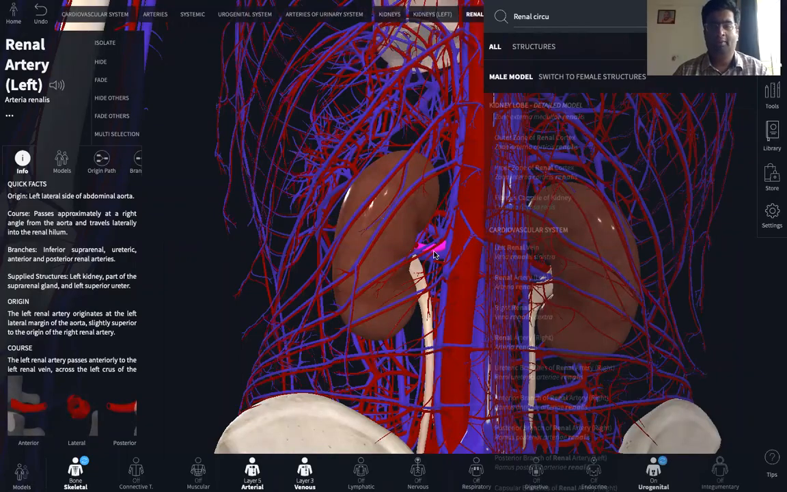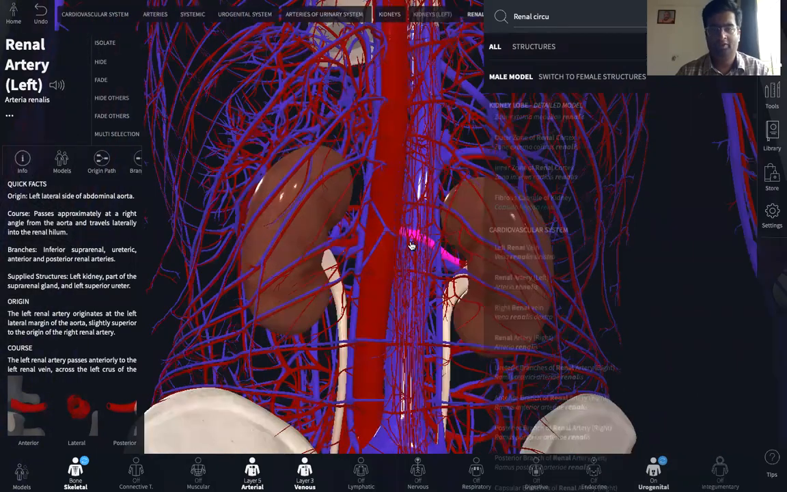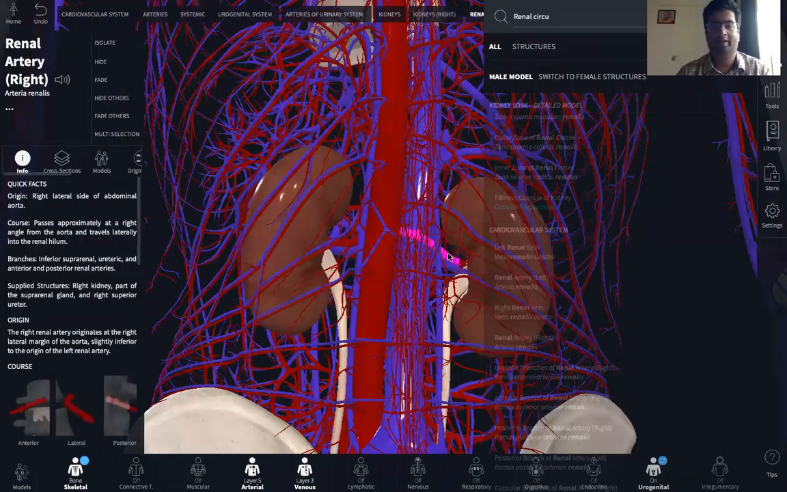Now coming to the components of the renal circulation, the renal artery and the renal vein. What you see highlighted on your screen right now is the left renal artery, which branches out from the dorsal aorta. I'll now even highlight the right renal artery as well. Here you can see the right renal artery entering into the right kidney at the notch, which is called the hilum.